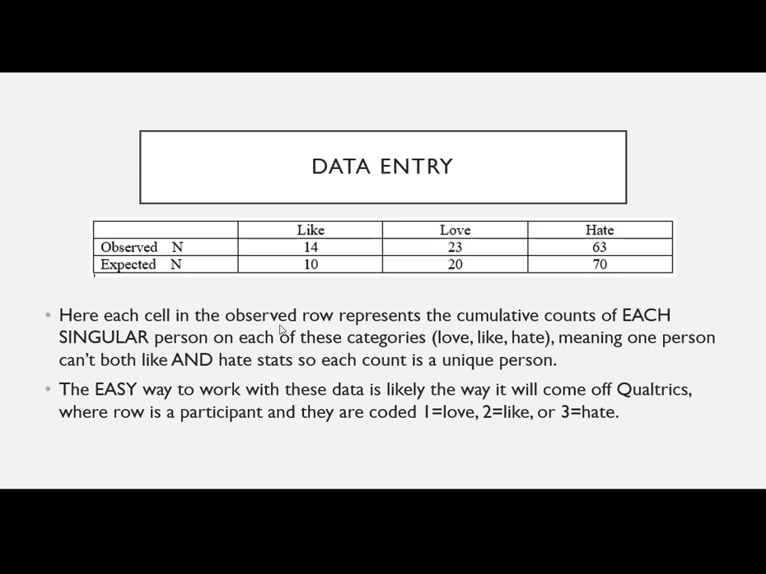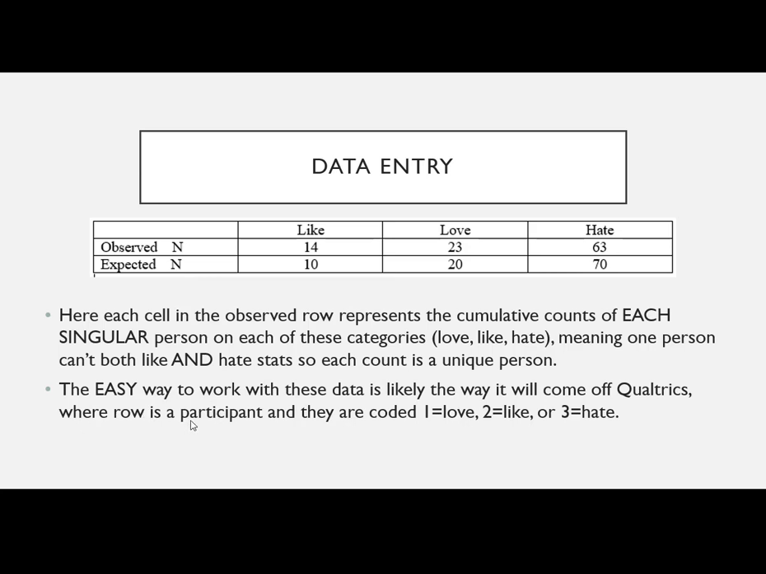Here, each cell in the observed row represents the cumulative counts of each singular person in each of these categories. So you have to be unique. This person who liked it can't also love it, right? So these are 14 individual people who like stats, 23 who love stats, and 63 who hate stats.